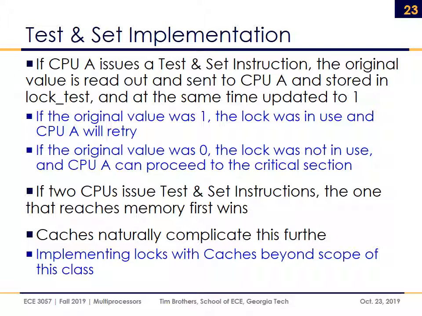So test and set implementation. CPU A issues a test and set instruction. The original value is read out and sent to the CPU A and stored in the lock test, and at the same time updated to a 1. If the original value was 1, the lock was in use and CPU A will retry. If the original value was 0, the lock was not in use and CPU A can proceed to the critical section of the code. So in this way of reading and writing to that kind of a test variable, we can see if it has to wait for the actual data.